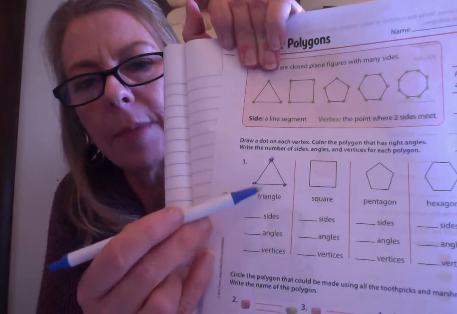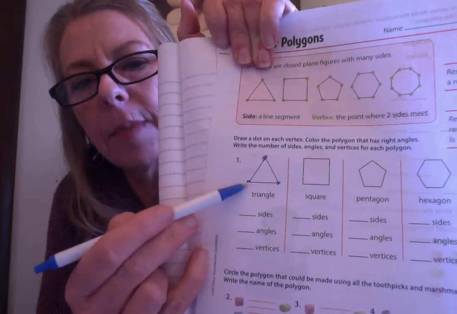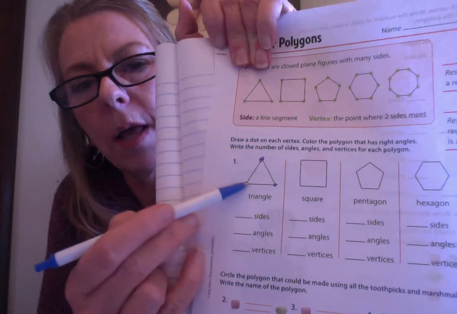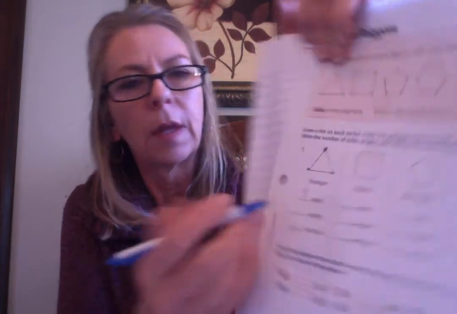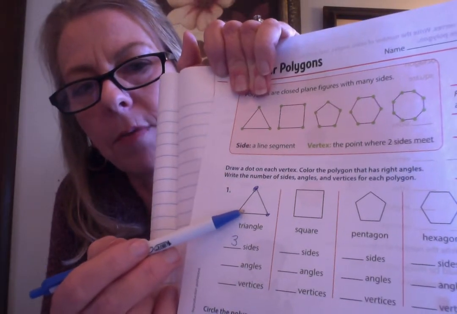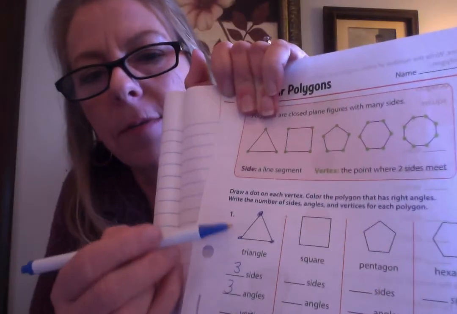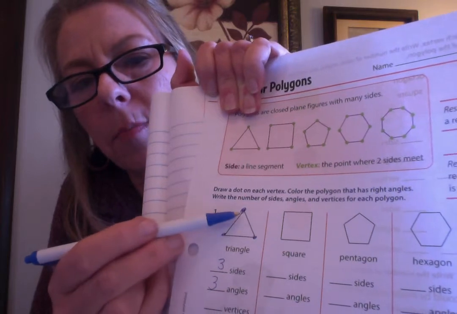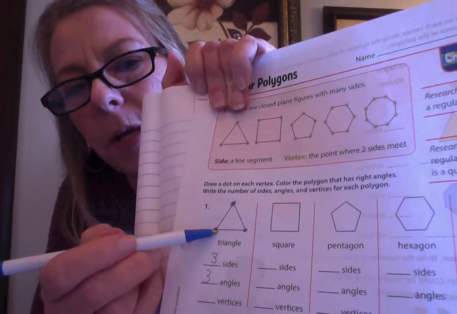Okay, so then I'm counting the sides. Here's a side. Remember, a line segment is a side. So here's 1, here's 2, here's 3. So we have 3 sides. And how many angles do we have? Remember, the angles are these corners, 1, 2, 3. And then our vertices are the parts where the sides come together, where the line segments share an endpoint. And so we have 3 of those.